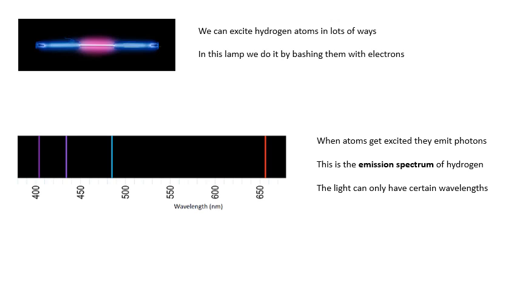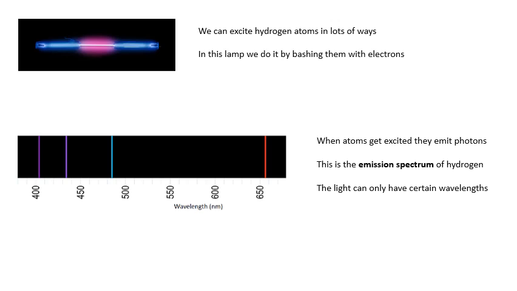Now, hydrogen, we can excite hydrogen lots of different ways. One way you can excite hydrogen is you can bash it with electrons, but basically when hydrogen or any other element gets excited, it emits photons, and we call this the emission spectrum of hydrogen, or the emission spectrum of whatever element it is. The important point is that the photons which are emitted can only have certain wavelengths.